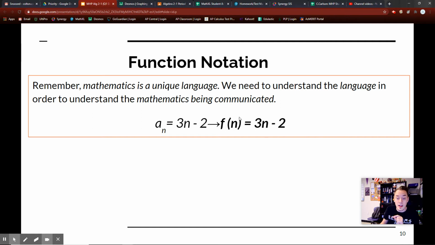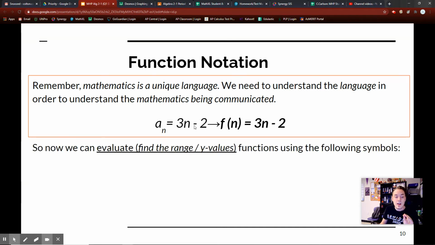Okay, f of n. What does the f stand for? Obviously, function. f stands for function. a stands for arithmetic sequence. Okay, so a sub n equals 3n minus 2 will now become f of n equals 3n minus 2.